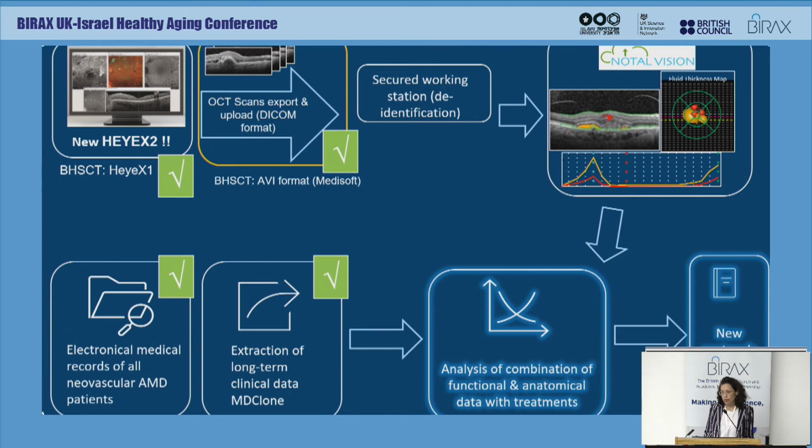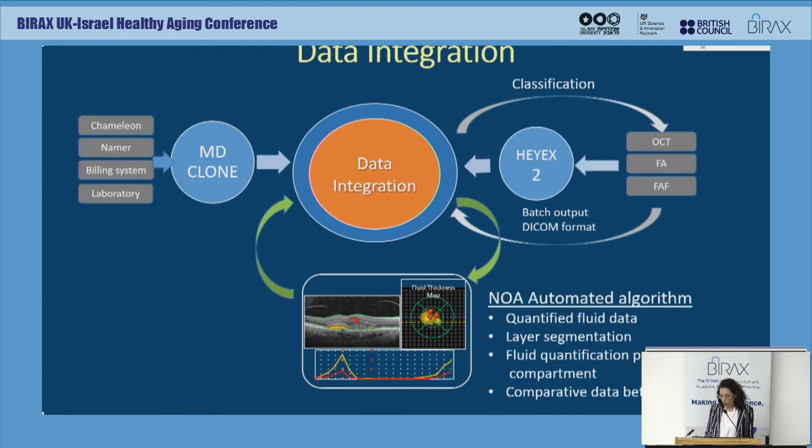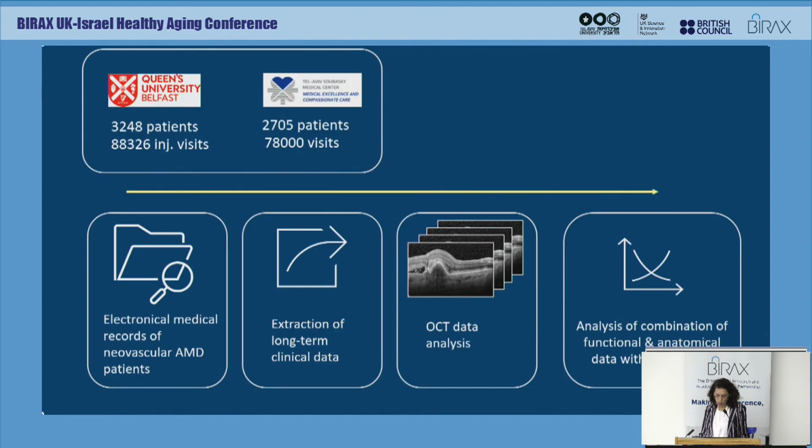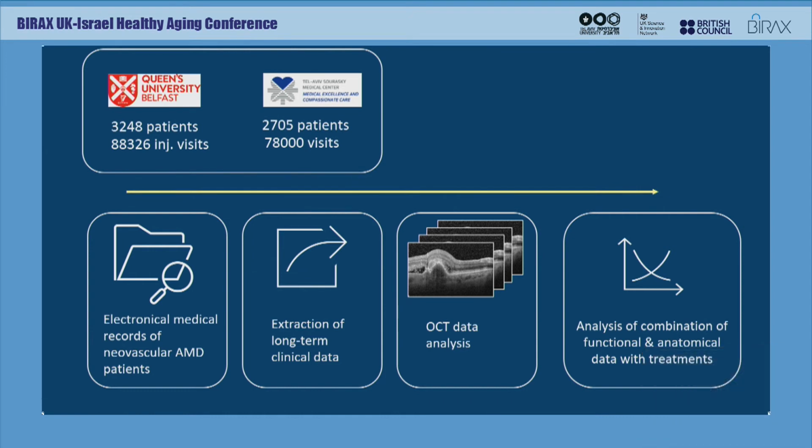And after having combined the clinical and the imaging data, we are now looking forward to running the automated algorithm on our pictures, which adds quantified fluid data, layer segmentation, and comparison between the visits. We're talking about nanoliters of analysis. After having the information from the NOAA algorithm, we will then integrate all this data into one in order to review our treatment protocols and build predictive models which will allow us to treat our patients in a more sophisticated way. So let me show you what we did in parallel in Belfast and in Tel Aviv until now.